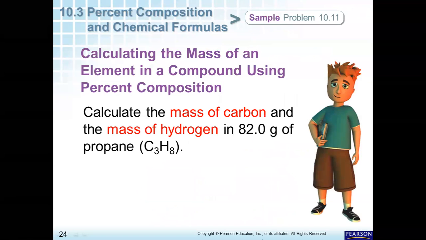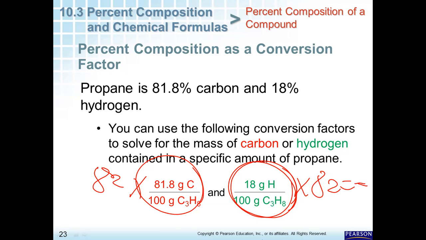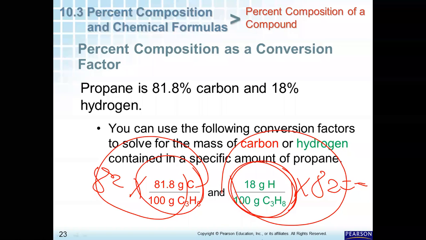Here's the example: calculate the mass of carbon and the mass of hydrogen in 82 grams. So if we have a sample of 82 grams, then for the hydrogen, which one are we going to use, the green or the red? The green, because that is the percentage, or the conversion factor, for hydrogen. So we multiply this by 82. That will give some number here. And we also multiply this by 82. The number here and the number there should add up to 82. But this is for carbon, and that is for hydrogen, so we have used the percent composition.